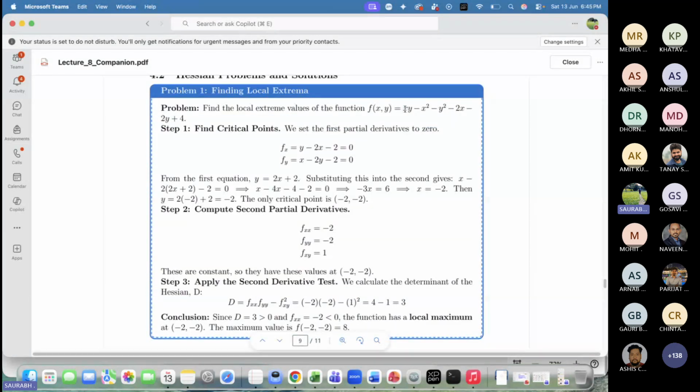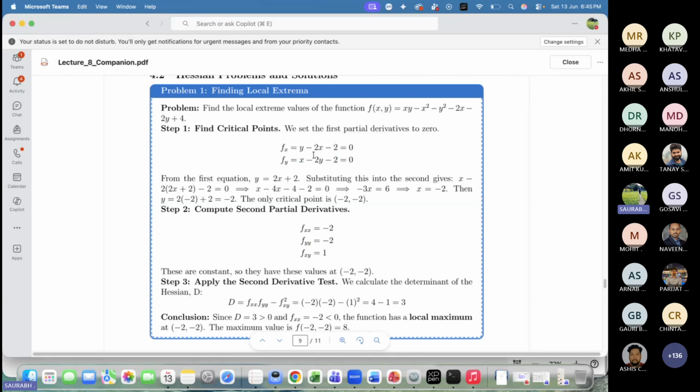Let's say this is the function. What you'll have to do is first find the rate of change of the function with respect to x. If you differentiate it with respect to x, you get y minus 2x minus 2. This is what you have. You differentiate it with respect to y, you get x minus 2y minus 2.